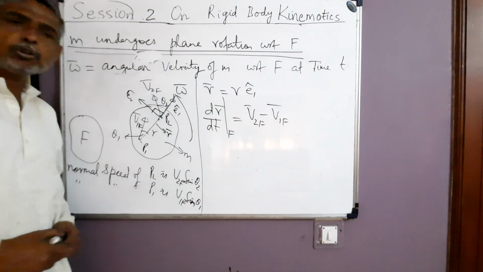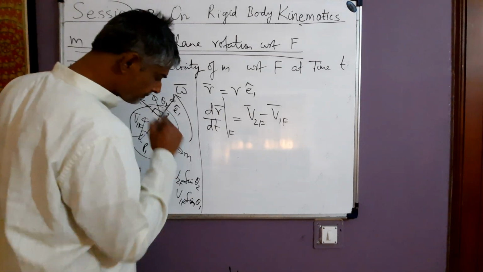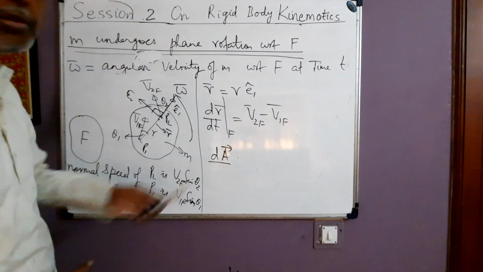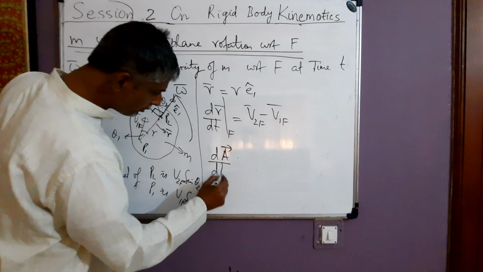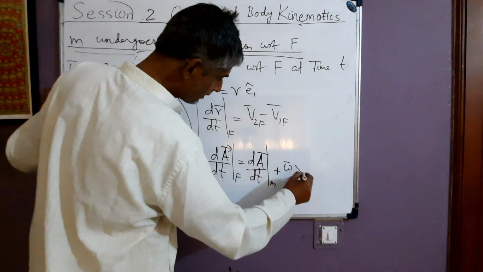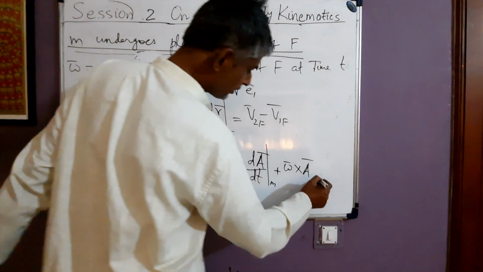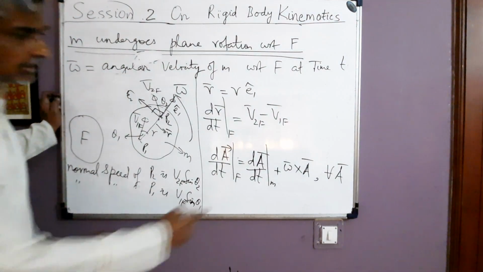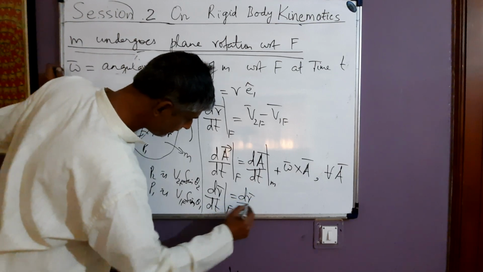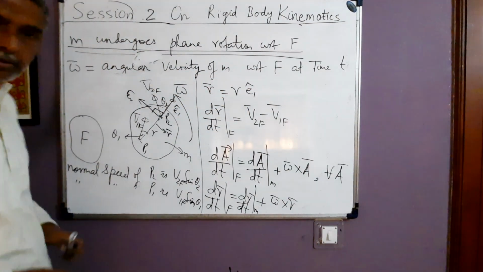Now, as I discussed in the 10th video on relative velocity, I told you that for any vector A, time derivative of vector A as seen from frame F is equal to time derivative of vector A as seen from frame M plus vector omega cross vector A. This equation is valid for any vector A. So instead of vector A, we take vector R. So we say that dr by dt in frame F is equal to dr by dt in frame M plus omega cross R.